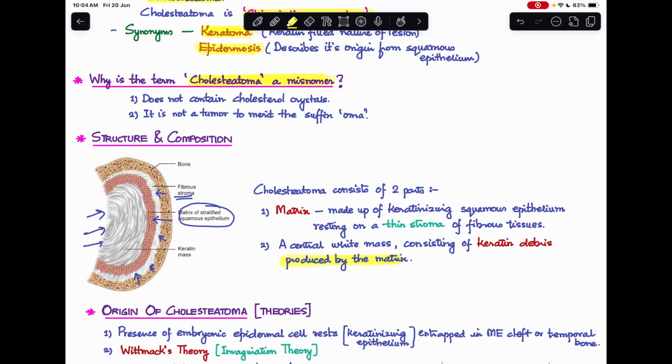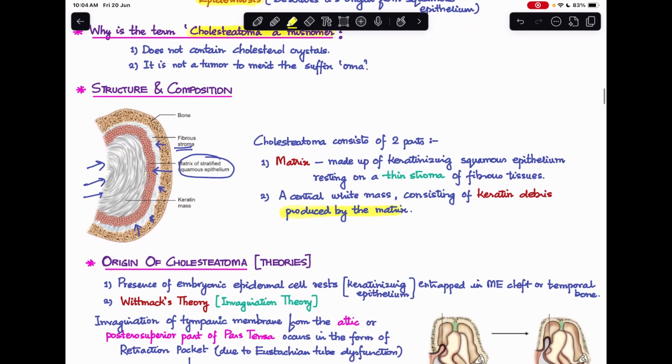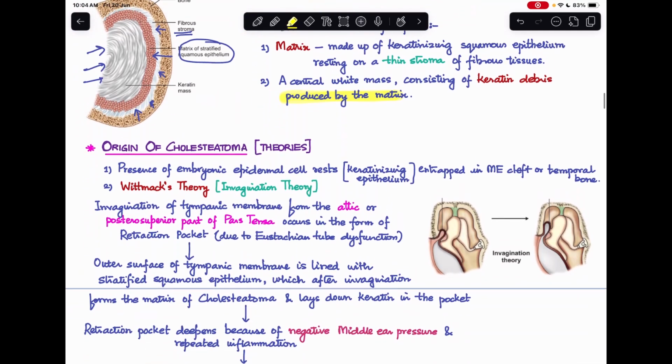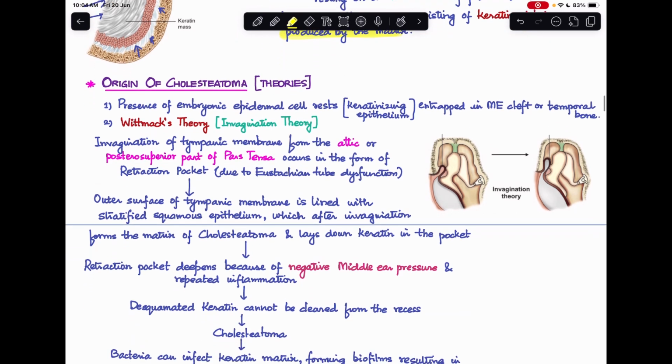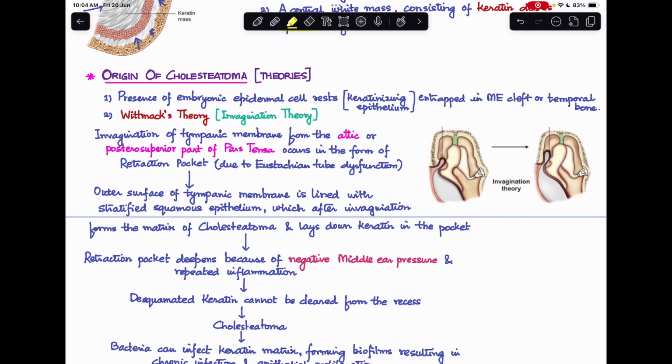Next, let's talk about how a cholesteatoma originates and what are the theories behind it. There are a lot of theories. We'll first start with number one, which explains how a congenital cholesteatoma forms, and that is because of the presence of embryonic epidermal cell rests, which are basically keratinizing epithelium entrapped in the middle ear cleft or the temporal bone.